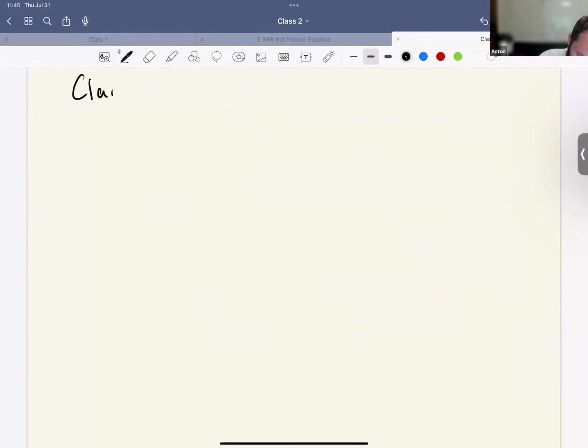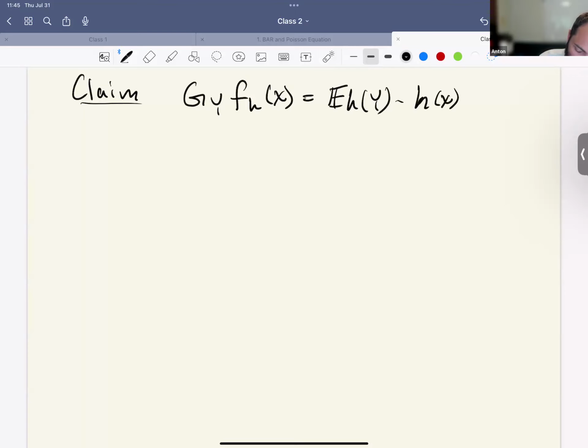G applied to the potential equals the expected value. Well, it solves the Poisson equation.